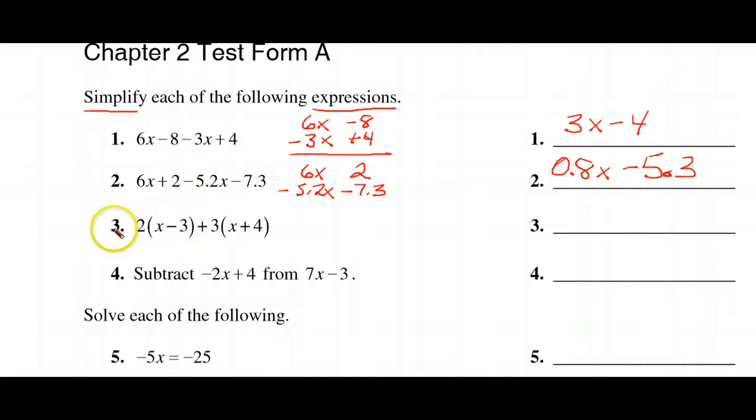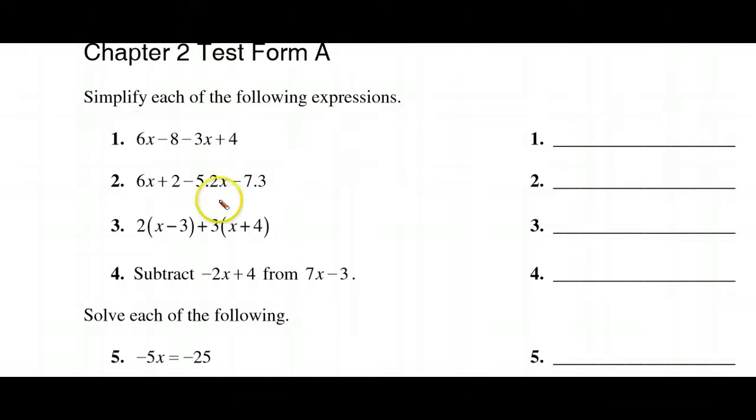Now in number 3, what we need to do, and I'll clear that, is to get rid of the parentheses. So we're going to go 2x minus 6, distributing, plus 3x plus 12. Now, note, something like this, you may not have to set it up vertically. This is going to be a 5x plus 6.